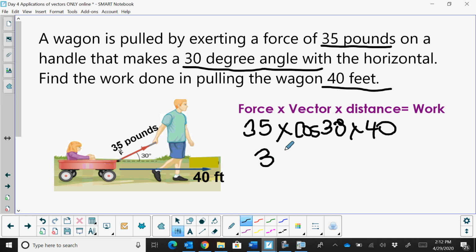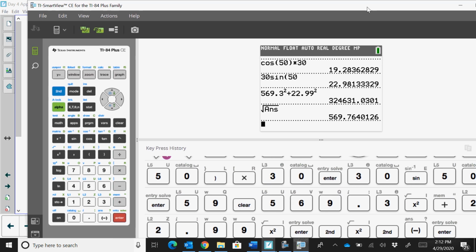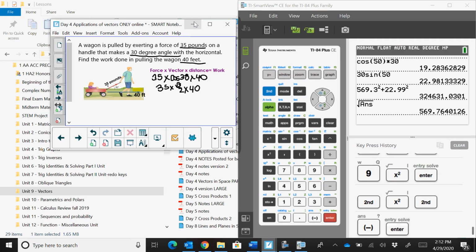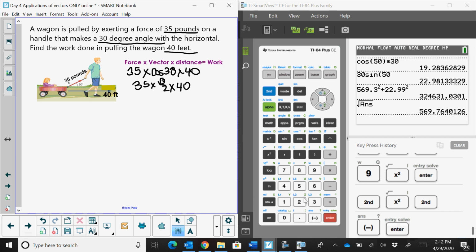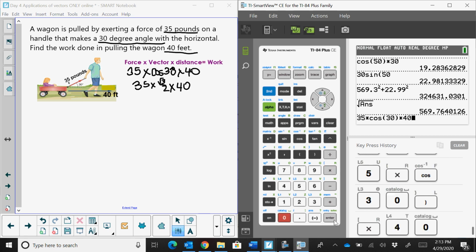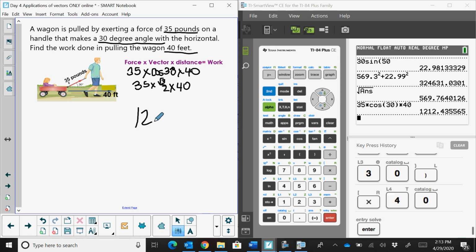So this is going to be 35 times cosine of 30, which is the square root of 3 over 2, times 40. Well, this one's going to take a calculator. So let's grab a calculator here. Let me put the values side by side so we can see them all. We have 35 times the cosine of 30, which we already know is square root of 3 over 2, all times 40 feet. And the work to be done would be 1,212.4 pounds. And that's the work to be done.